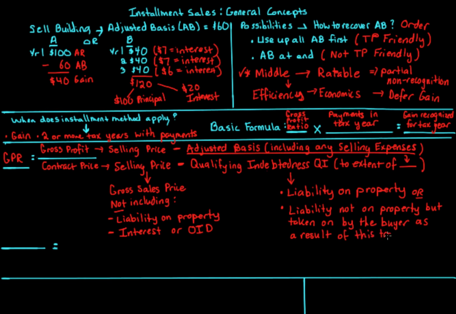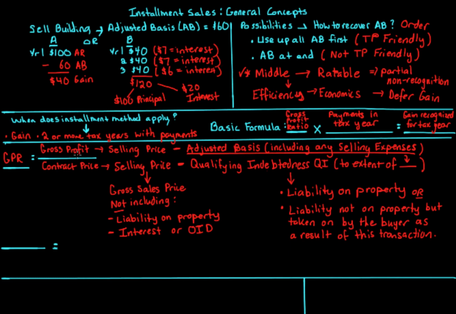So maybe it's not on the property, but maybe the seller had some type of financing agreement where they say, oh, as part of the proceeds, it's not on the property, but you're going to assume this liability as some type of constructive proceeds, if you will. Okay. So we've talked about gross profit ratio.